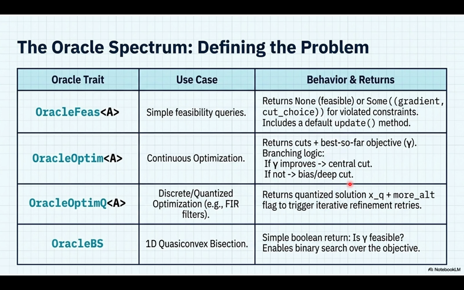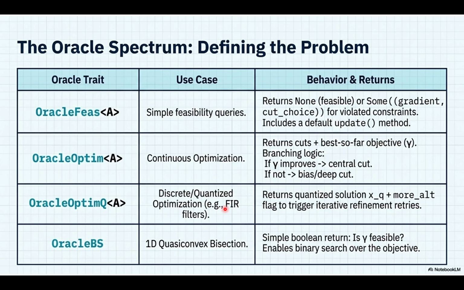Okay, that makes sense. But what's fascinating here is when things get even more sophisticated, you look at Oracle Optim Q. The Q stands for quantized or discrete optimization. Yeah, this was the part of the presentation that really stood out. The source gives an example of an FIR filter design with discrete coefficients. Why does discrete math need its own special oracle? Because the real world doesn't always operate on infinite decimal points.